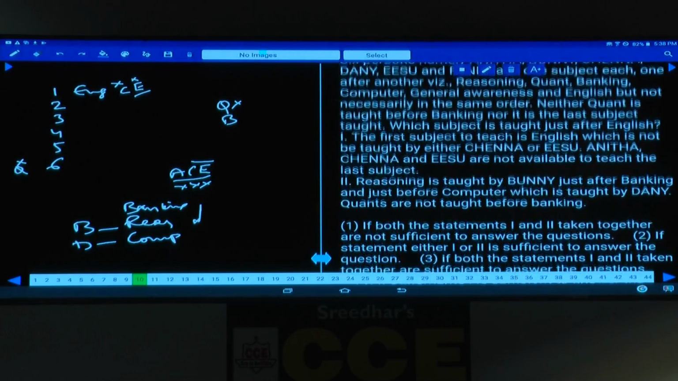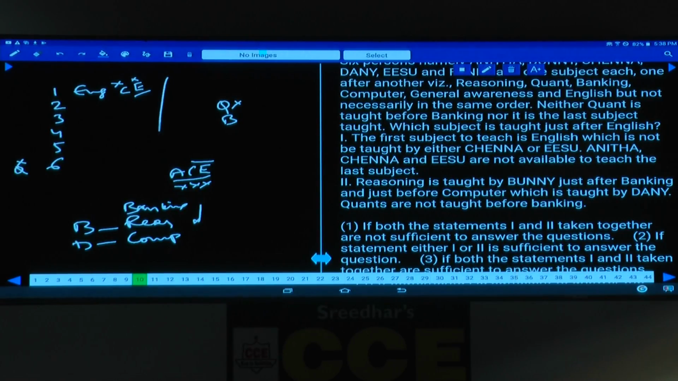Now, if you take banking, reasoning, and computers, banking can be here, reasoning here, computers here, that is one possibility. Then what is the other possibility? 2, 3, and 4, and 3, 4, and 5 are possibilities. But the 6th is not possible, because banking, reasoning, and computers must be together. Then is there any information regarding the remaining three subjects? No. We have information regarding only these three. Quant cannot be at the last place and cannot be at the first place. These three must be together, but could be in any order. Hence statement one alone is not sufficient, and two alone is not sufficient.